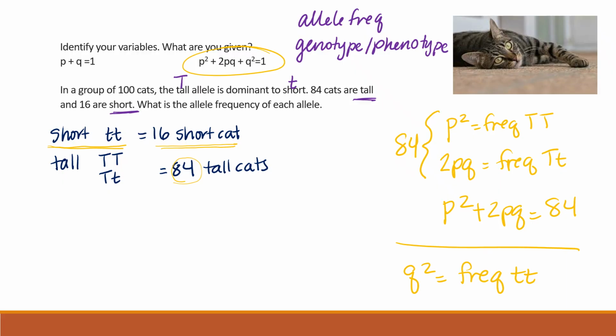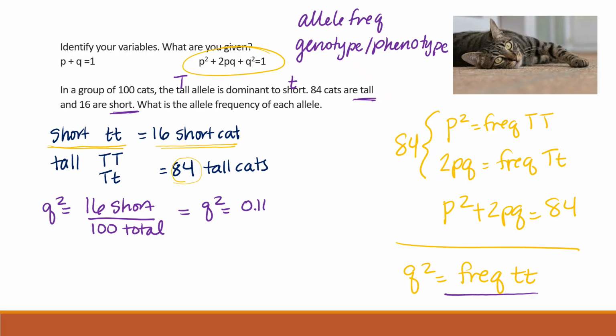So for this problem, we're going to start with q squared. q squared is going to be the frequency of the little t little t genotype. So this is going to be 16 short cats divided by 100 total. So q squared equals 0.16. And we can take the square root of both sides to get q, which is going to be 0.4.